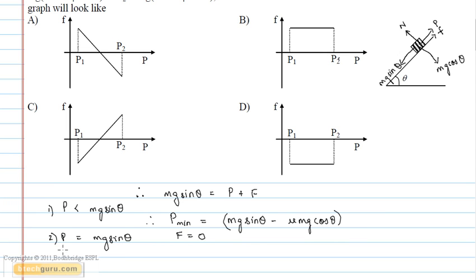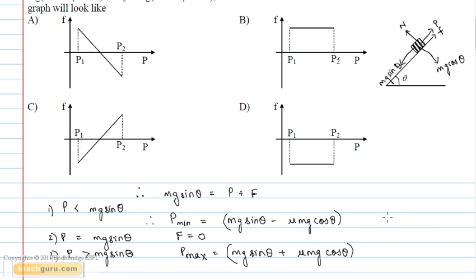Now taking the case when P is greater than mg sin theta. The maximum value of P for the block to remain stationary can be mg sin theta plus mu mg cos theta. In this case, the block will have the tendency to move up, so the frictional force will act in the negative direction, and the block will remain stationary till P is less than or equal to mg sin theta plus mu mg cos theta.